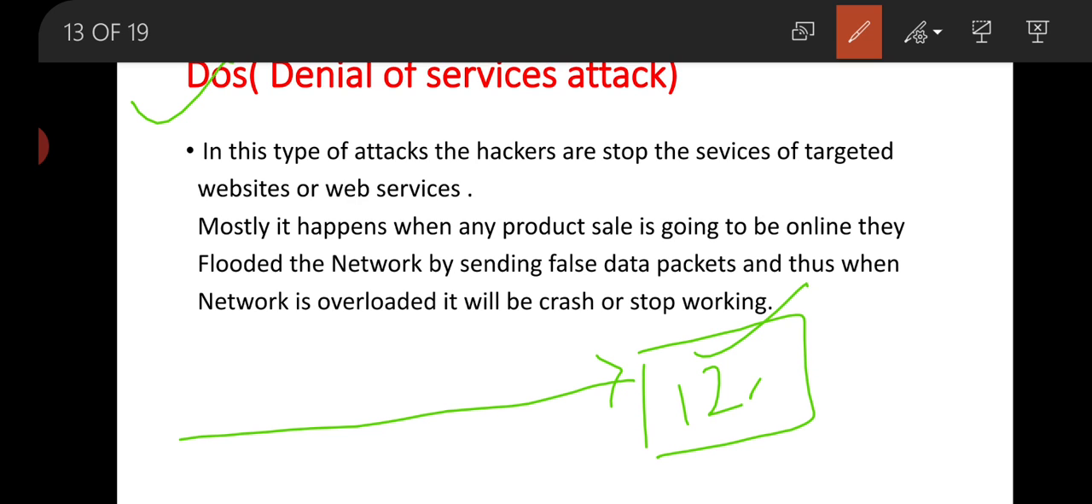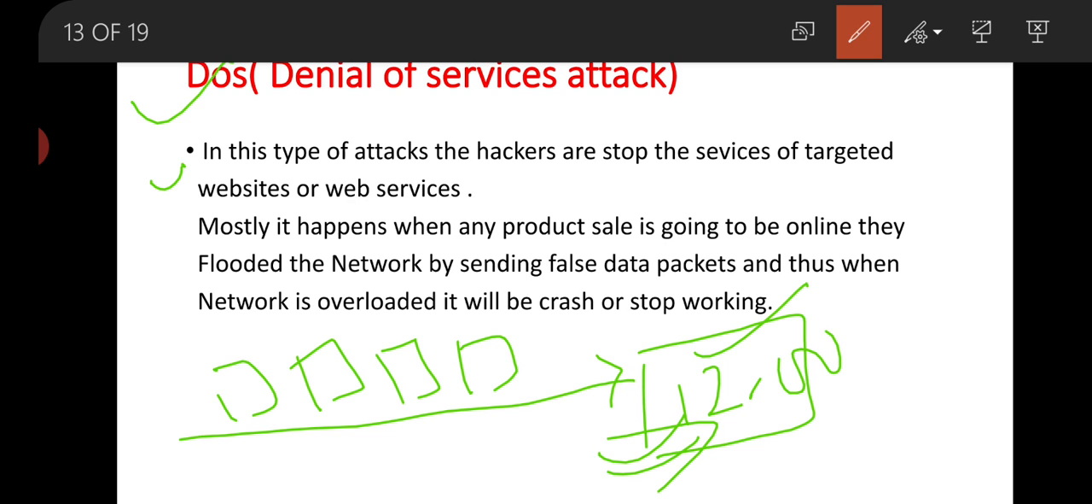at 12 noon, and all the users who want to purchase the product are waiting for that time, when the link will open to buy the product. But third party hackers, intruders, are going to flood the network by sending false data packets.